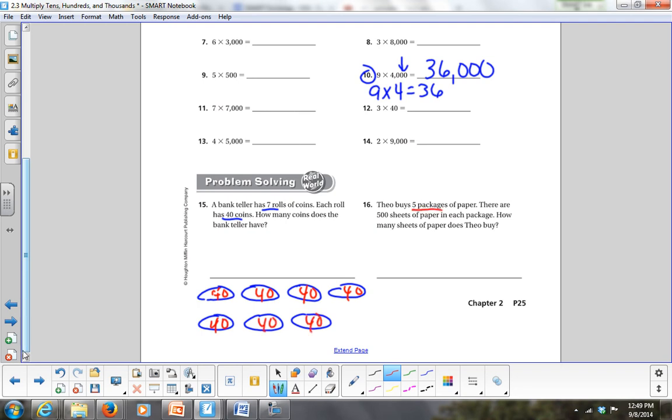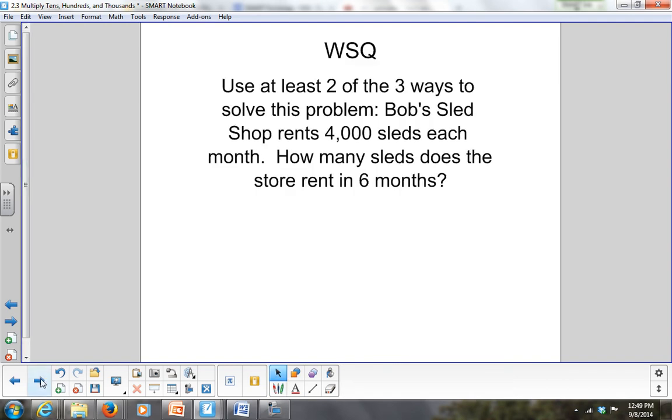Okay, Theo buys 5 packages of paper. There are 500 sheets of paper in each package. How many sheets of paper does Theo buy? All right, so that is your homework for tonight.